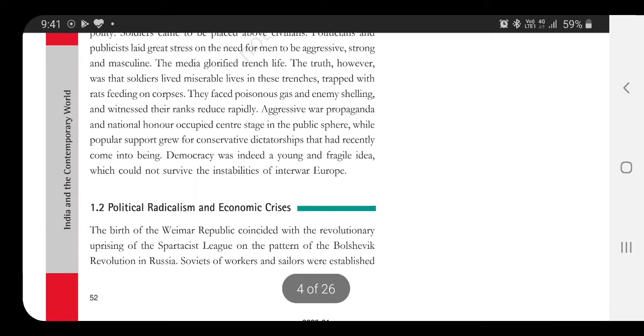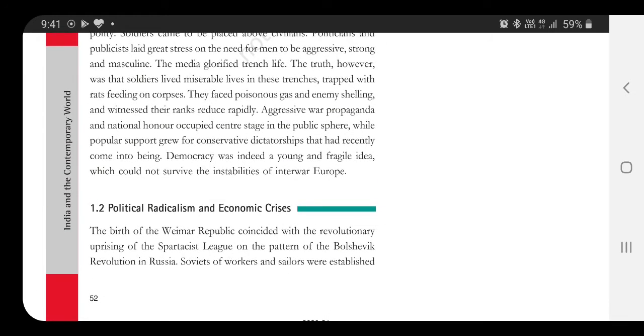So people started longing for a dictatorship, and democracy at that time was a new idea. Most of the people did not have faith in democratic government, as we have seen that the Weimar Republic was being mocked by the conservatives, and the people in general also started believing that the Weimar Republic was responsible for the defeat in the war and the national humiliation that it had suffered.